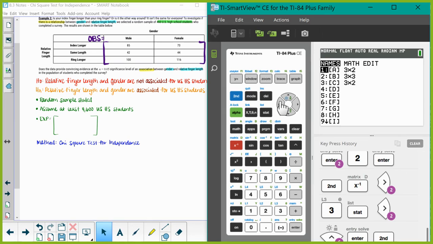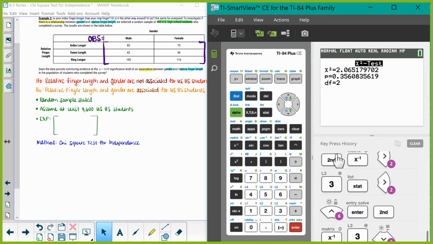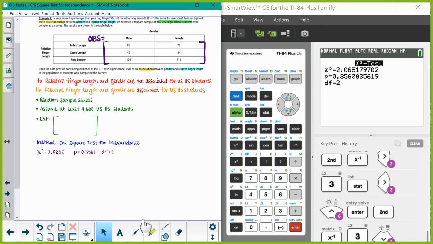If you are going to adjust your data in this way, all you have to do is hit second matrix and then in the names area, you just type whichever one you're working with. I'm not even going to change the expected matrix because it's going to fix itself. So I'm going to have my observed in matrix C, but I want it to put my expected values into matrix B. And then I'm just going to calculate. And I get my chi-squared, I get my p value, and I get my degree of freedom.